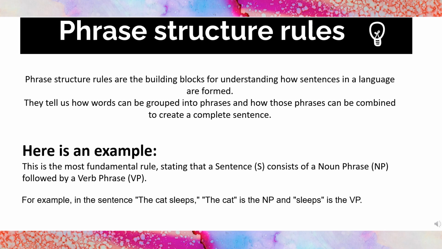For example, in this sentence we have: the cat sleeps. The cat here stands for the NP, which is the noun phrase. We have first the article, then cat, which is the noun. The second part of the sentence, which is sleeps, stands for the VP, which is the verb phrase.